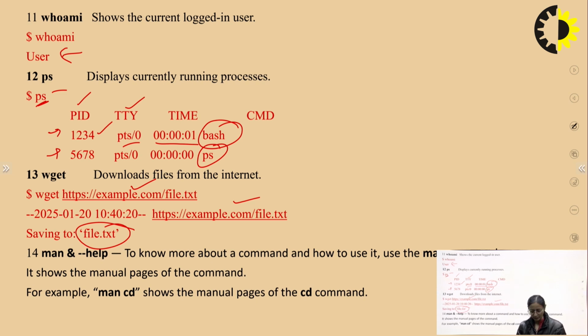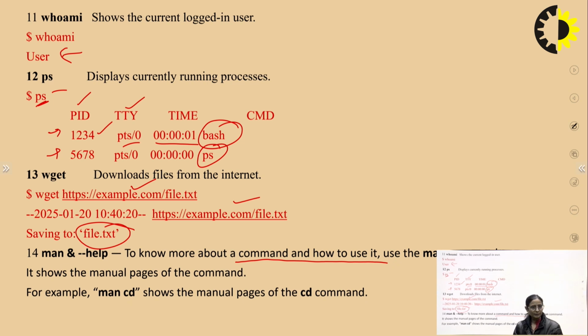If I want to see what commands are present in my bash and what flags or options are supported by a particular command, I have two commands for this. One is man and the other is the help command. Both these commands help me know more about a command and how to use it.